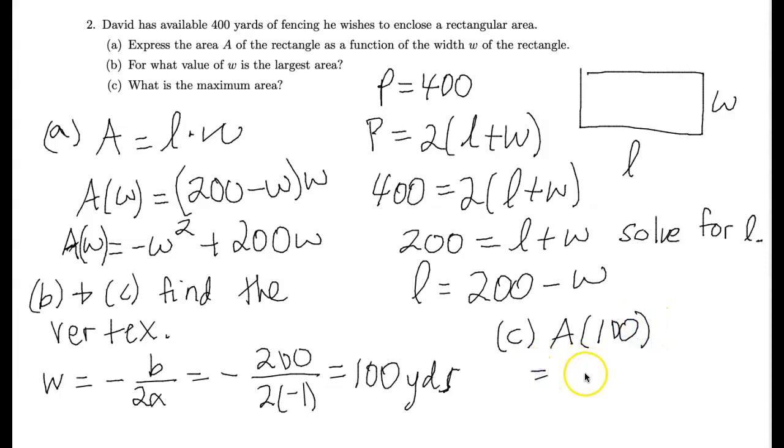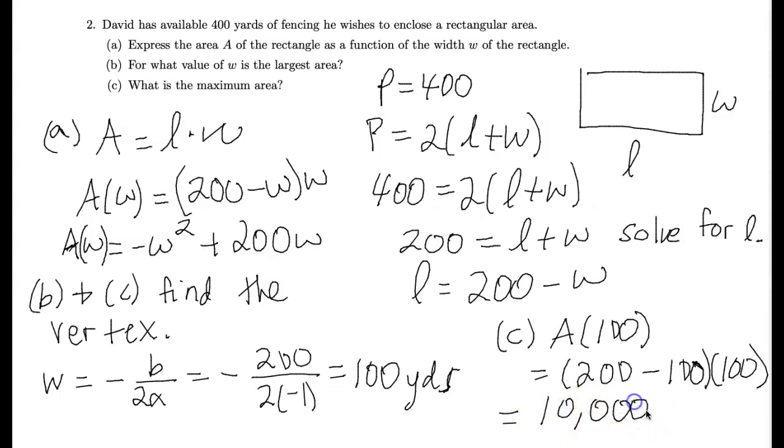will equal, let's just write this out, 200 minus 100 times 100. And so that's going to give us 100 times 100, or 10,000. And we're talking about the area now, and so it's going to be units squared, so yards squared.